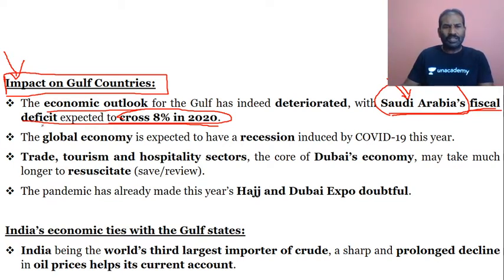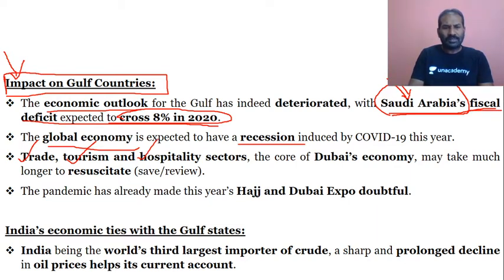And because of the excess of production, the global economy is almost at the recession stage. So we expect that it will not fall further into economic depression. That is the impact, that it is almost having a recession and it has to stop there. And the other impact is on global trade, global tourism, and the global hospitality sectors.